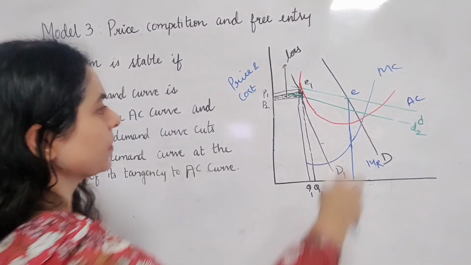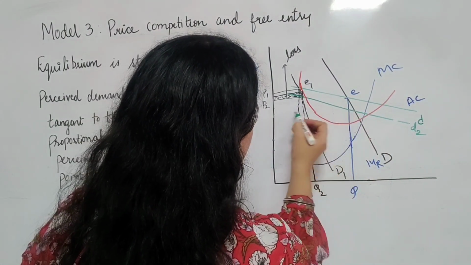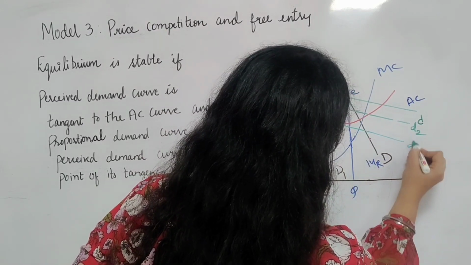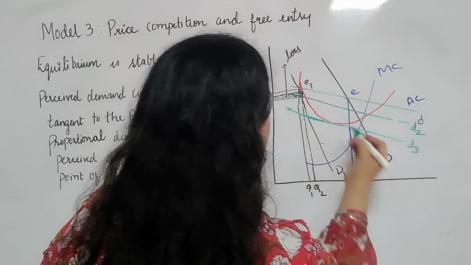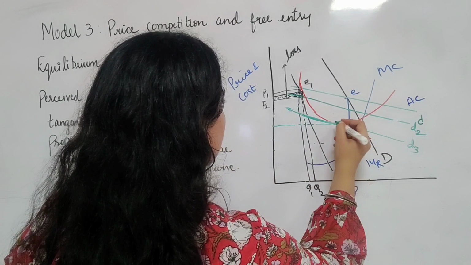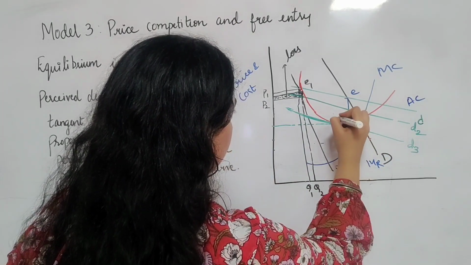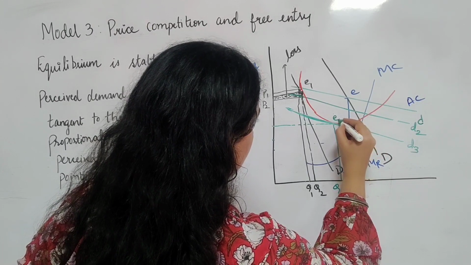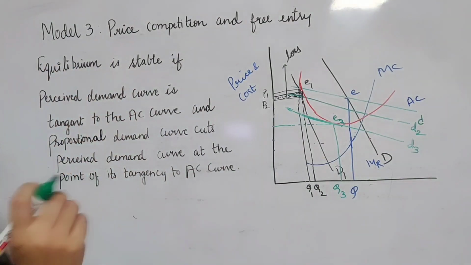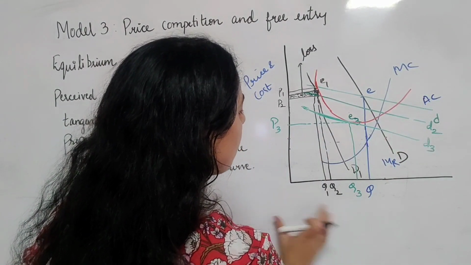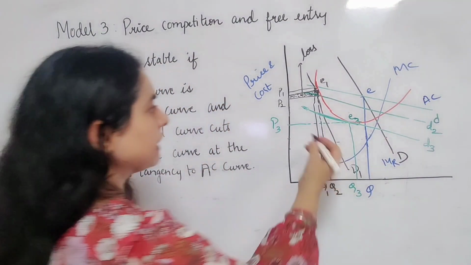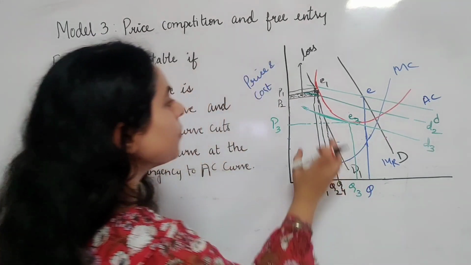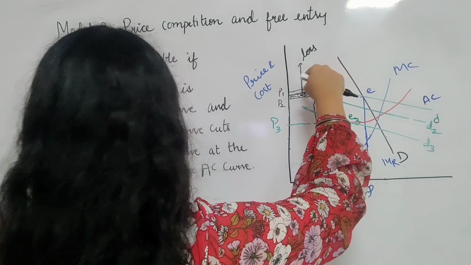As the firm reduces the price further, the perceived demand curve shifts further downwards to the left. And the firm believes that it can reach the stable equilibrium at point E2, or I'm just writing it as E3, by producing a quantity of Q3. At this price P3, the firm wants to sell Q3 units of output in the market, but at this price P3, the market can absorb only Q4 units of output by each firm as determined by its proportional demand curve.